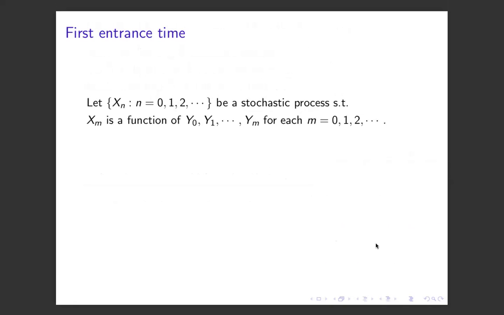Next example, or rather next class of examples, is the so-called first entrance time. Xn is a stochastic process such that for each fixed m, Xm is a function of Y0, Y1 to Ym. This kind of thing will be applicable to the case when Xn is a martingale with respect to the Yn's. So some of these entrance times could be in terms of these Xi's.